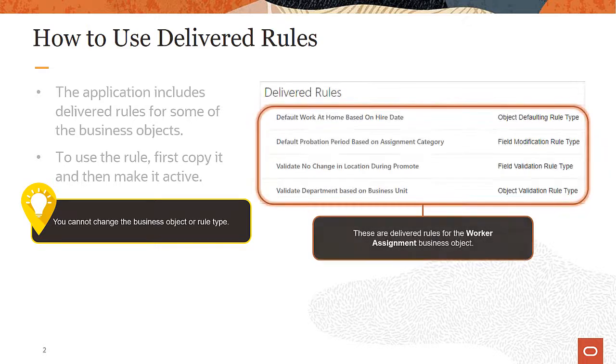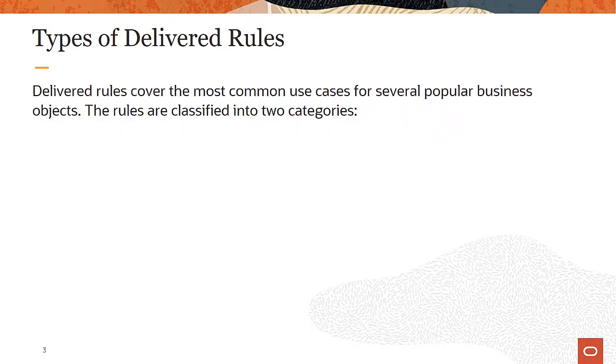This image shows some of the delivered rules for the worker assignment business object. The delivered rules cover common use cases for workforce structures, person, and employment areas. The rules fall into two categories. Statutory rules are rules that can be, for the most part, used as delivered. For example, one rule validates that employment flows are effective on the 1st or 16th of the month. Template rules require some adjustment to match a user's needs. For example, phone validation, which may be unique depending on the country.